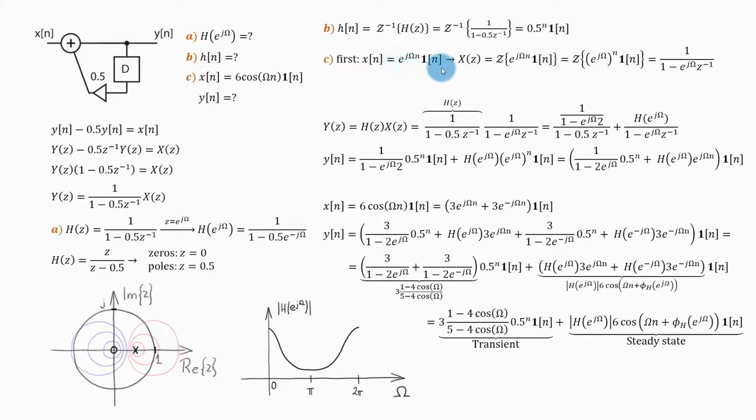So first, I will start by computing the output of this filter when the input is just this complex exponential. I first need to compute the z transform of this complex exponential, and to do that I can rewrite this complex exponential as this geometric series. And I know what the z transform of a geometric series is. That is this. Now the output for this input will be the z transform of this input times the transfer function. Here I have it substituted. This is the transfer function, this is the z transform of this input.